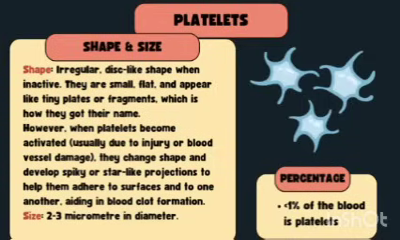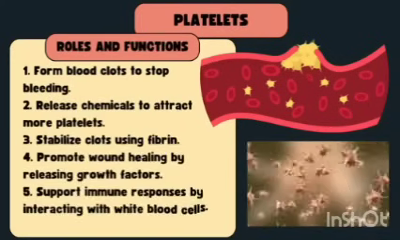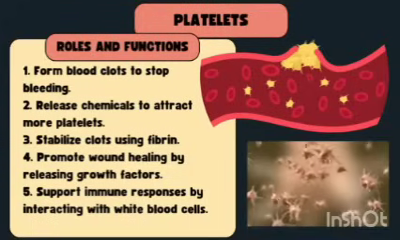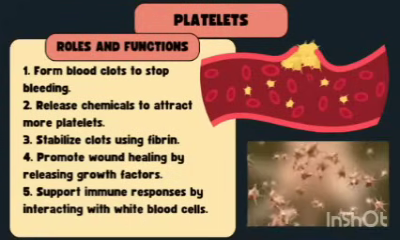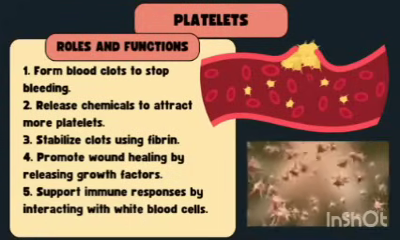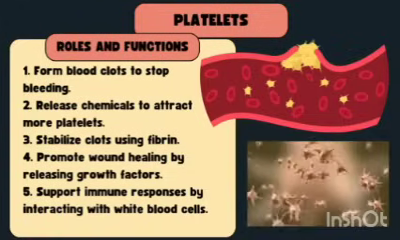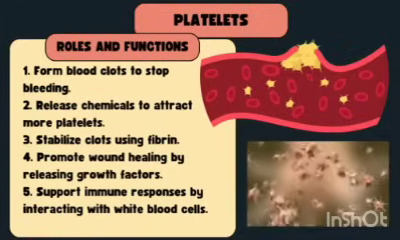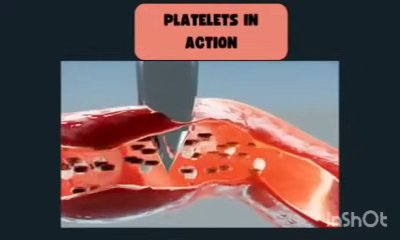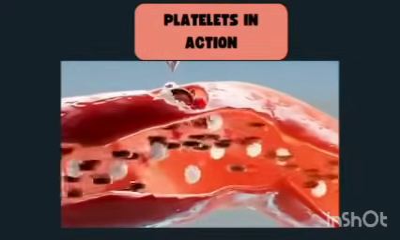Let's study the role and functions of platelets in our body. First, they form blood clots to stop bleeding. They release chemicals to attract more platelets. They stabilize clots using fibrin. They promote wound healing by releasing growth factors. They support immune responses by interacting with white blood cells. Here are the platelets in action. See how they are forming a blood clot.